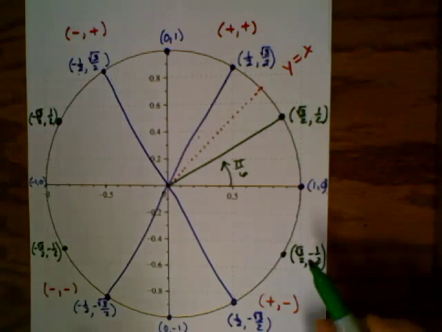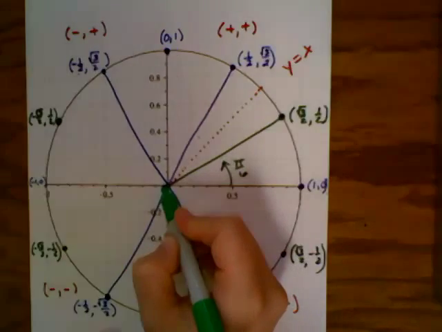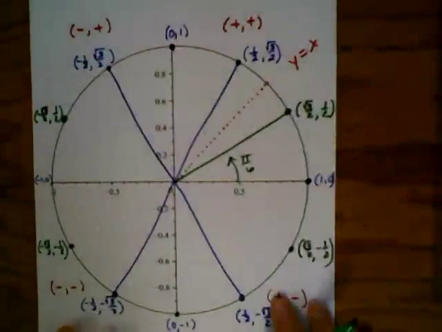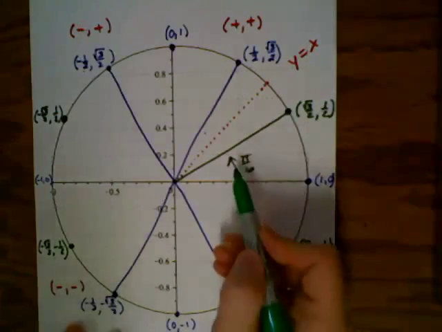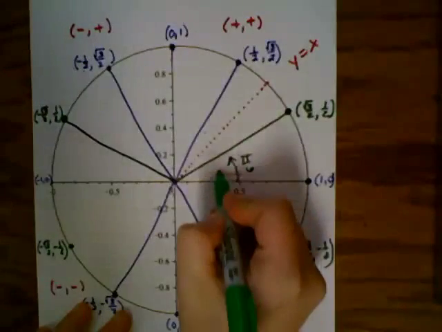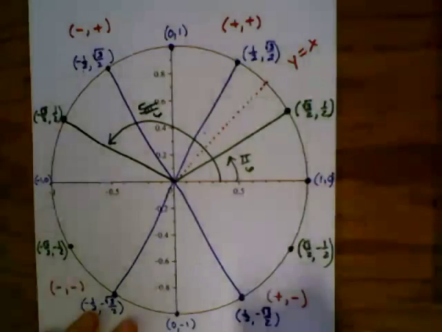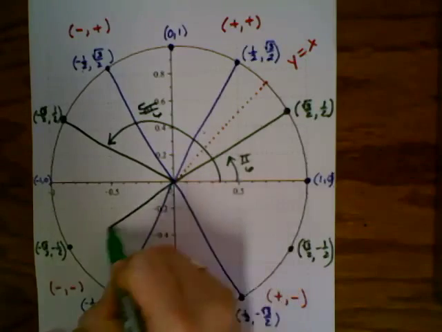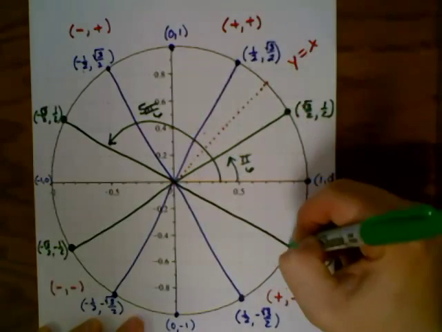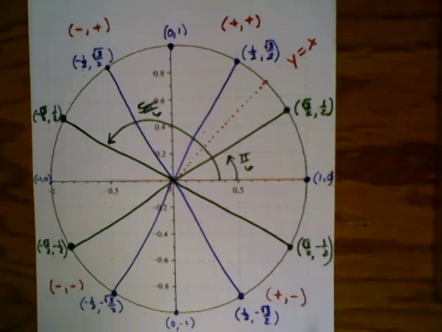So these green ordered pairs, let's make sure I got that right. Did I get that lined up right? Yeah, and that lined up. These green ordered pairs are at the terminal sides of some multiples of pi over 6. So if we drew the radius here, I would have a rotation of 5 pi over 6. And if I drew the radius here, a rotation of 7 pi over 6. And if I drew the radius here, I'd have almost a complete rotation, but I'd have 11 pi over 6.